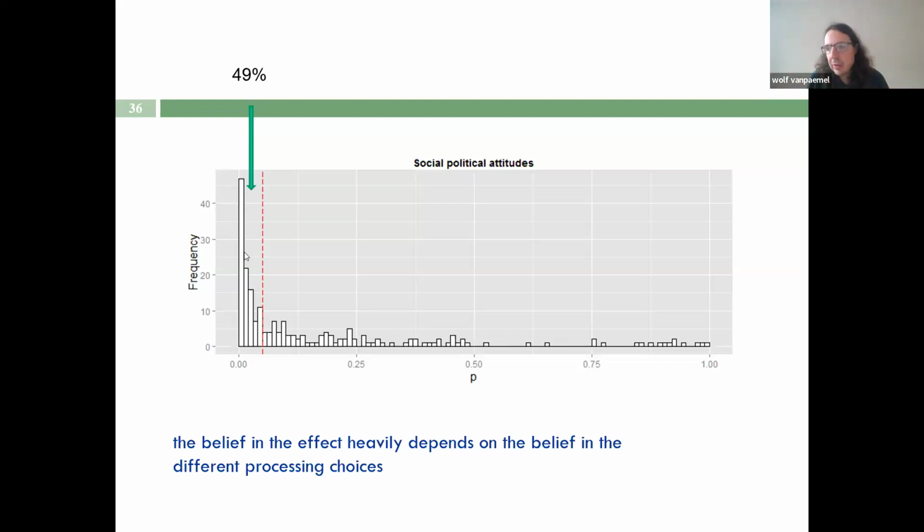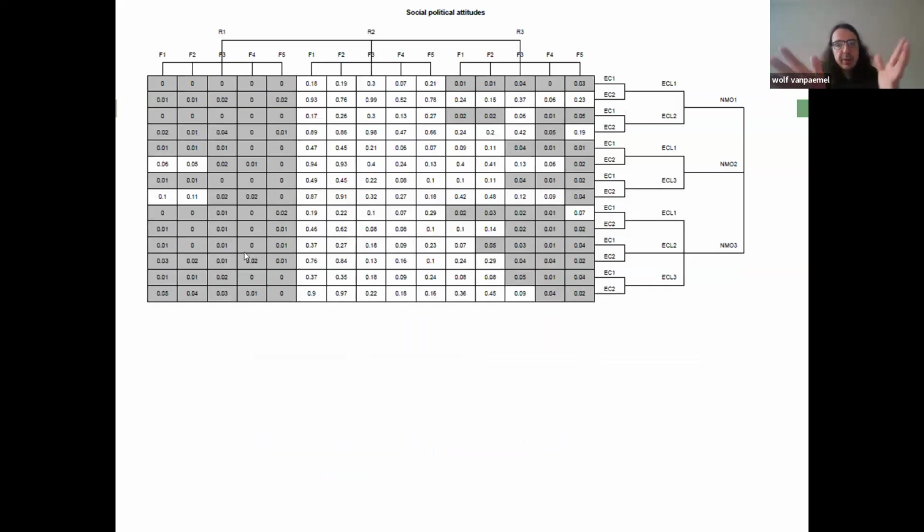If feasible, I think it's also useful to have a more detailed view of exactly which processing choice led to which result. For example, we also put these things into a matrix like this, or a table like this. So here we can see, for each combination of the processing choices, what the resulting p-value or result was. And if it's gray, then it was significant. And if it's white, it's not significant. So what should you conclude from this? It really depends on how strong you believe in these processing choices.